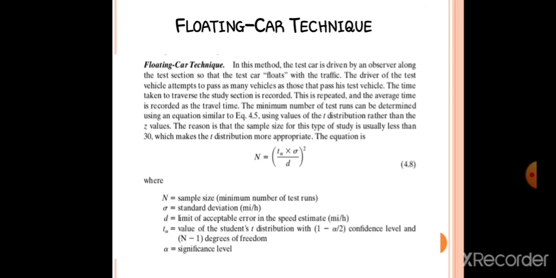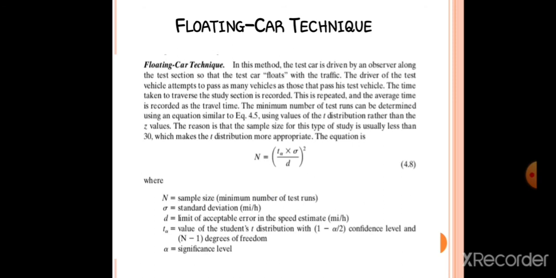So first is the floating car technique. In this method, the test car is driven by an observer along the test section so that the test car floats with the traffic. The driver of the test vehicle attempts to pass as many vehicles as those that pass his test vehicle.